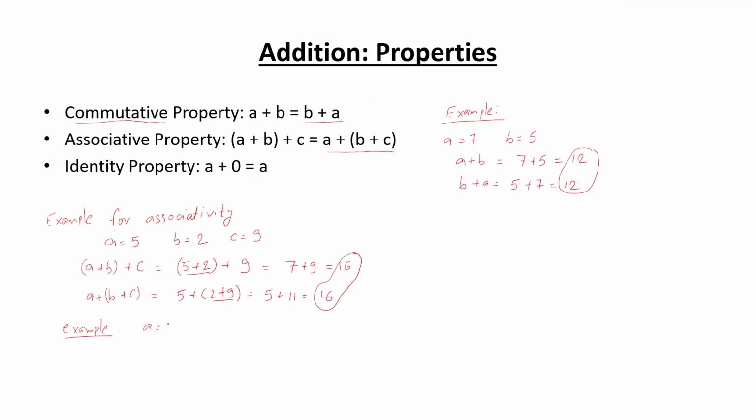Let me take A is equal to 7. So now A plus 0 means 7 plus 0. You all are familiar with this 0 number, no? So 7, if you add 0, what will you get? You will get 7. So 0 is called identity. Okay. So this is the identity.